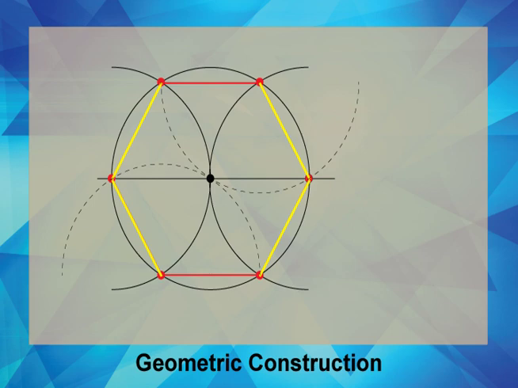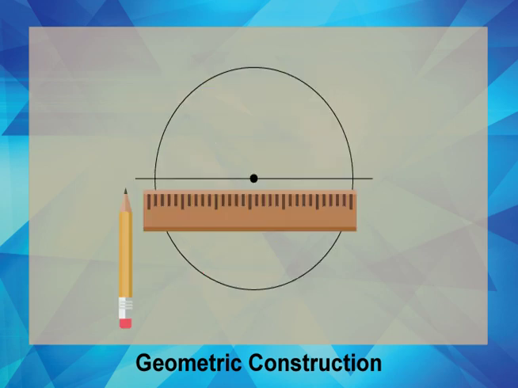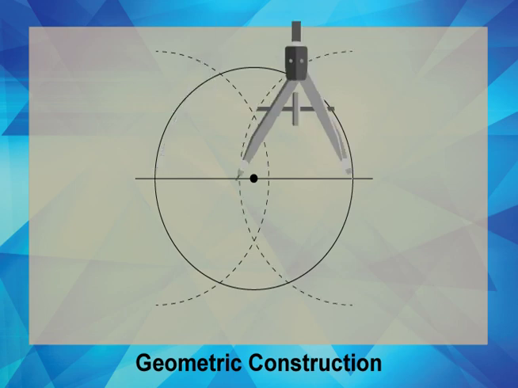Now let's construct the regular pentagon. Use the compass to sweep out a complete circle. Use the pencil and ruler to draw a line through the center of the circle. Use the compass to construct an arc as shown. Make sure the compass is set wider than the radius. Repeat with another arc on the other side of the circle. Make sure your construction looks like this.